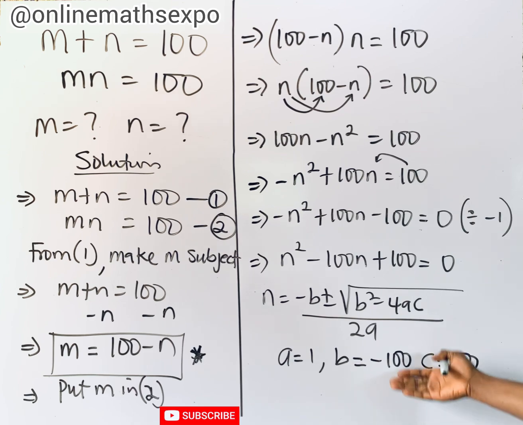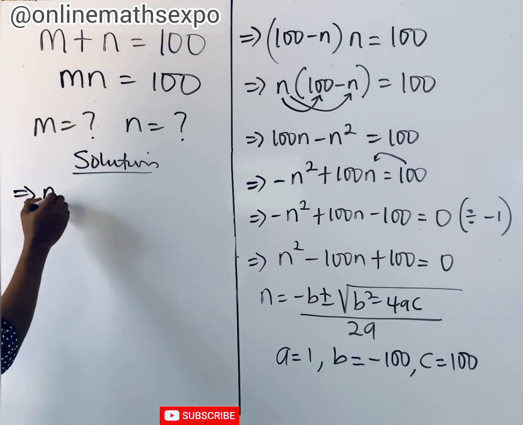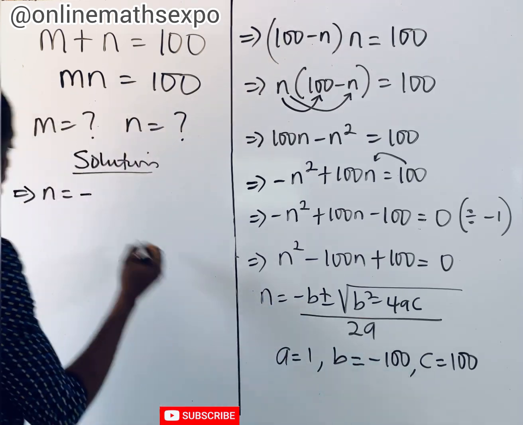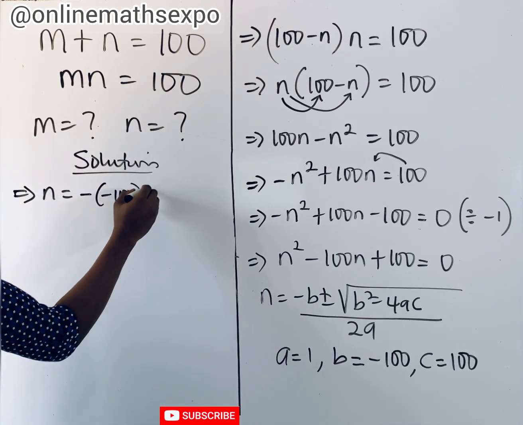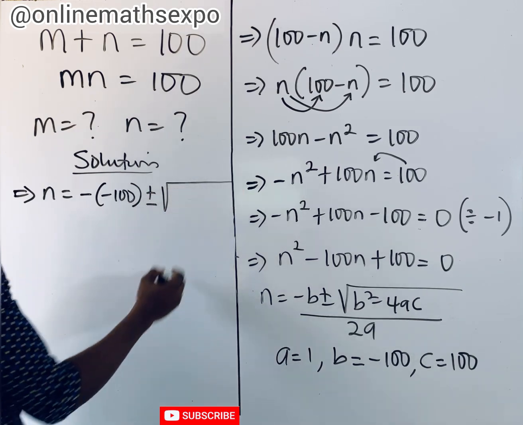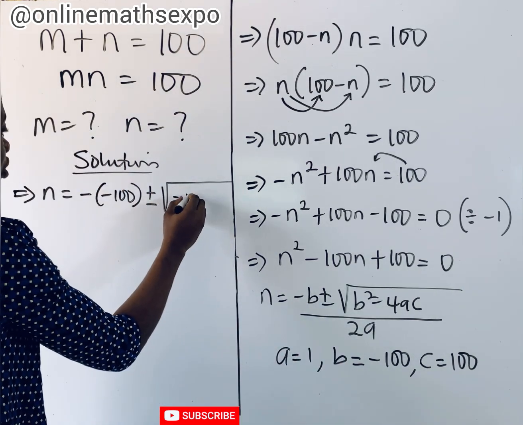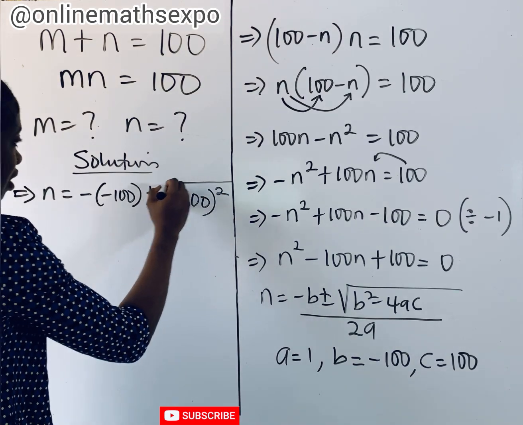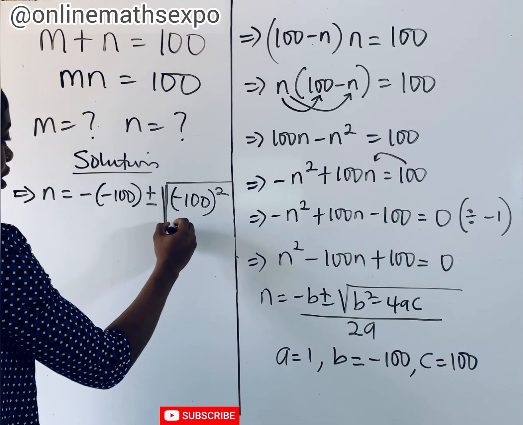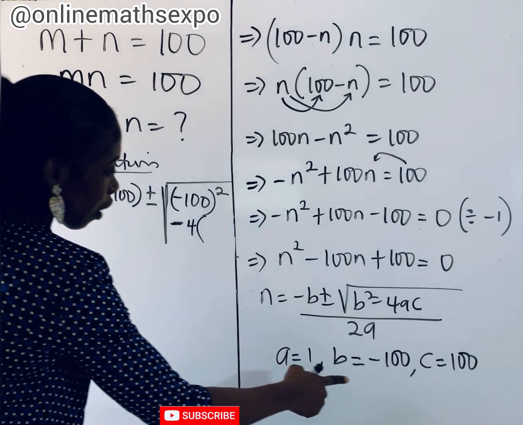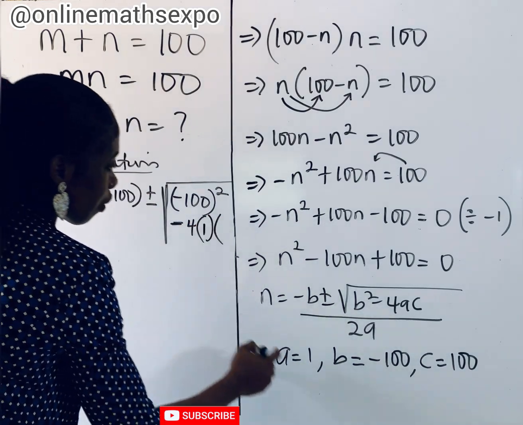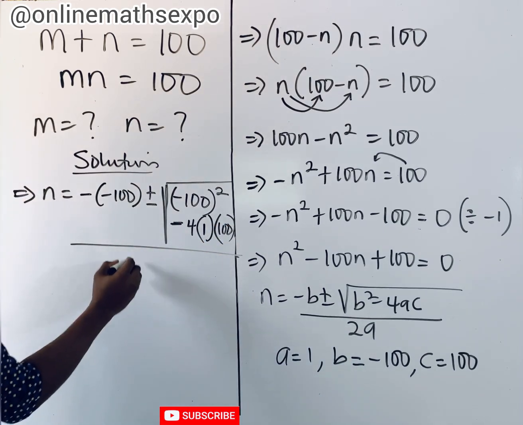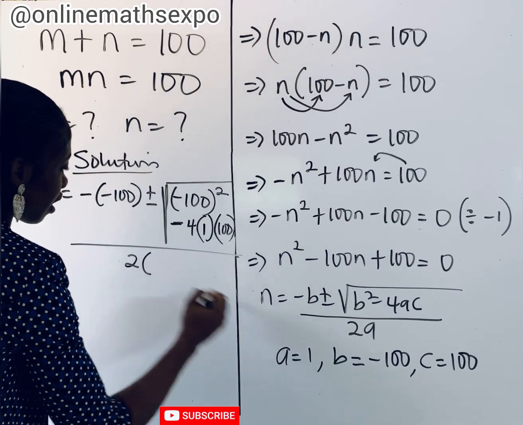So we're going to put this into the formula to have n is equal to negative, our b is negative 100. So we have negative negative 100 plus or minus square root of, our b is negative 100, so we have negative 100 squared minus, so let's enlarge the root, okay, minus 4 multiplied by, our a is 1 and our c is 100. So all are divided by 2 multiplied by, our a is 1.